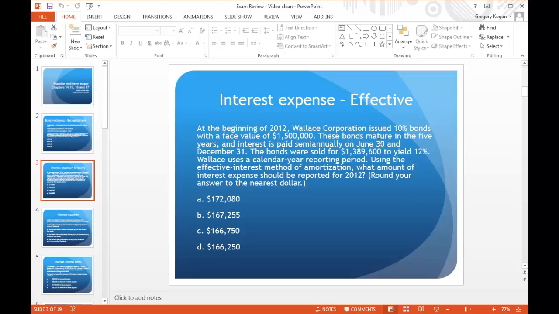Moving on to interest expense and effective interest method example, what I wanted to go over here is we have a bond that's being sold for this carrying amount, and we want to know what's the interest expense for 2012. So the first thing we do, we want to multiply this by the yield, or by half of it, right? And then once we multiply this by the yield and half of it, we get the initial interest expense. That's number one. That's for 6 months.